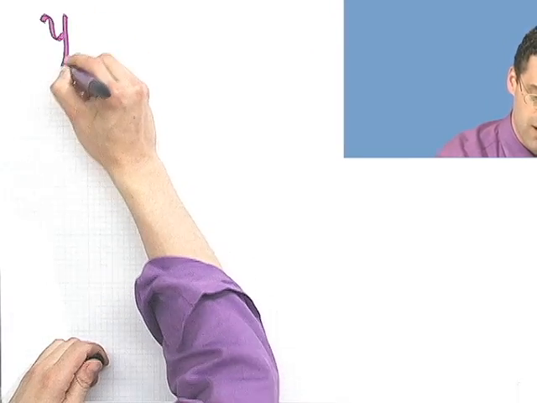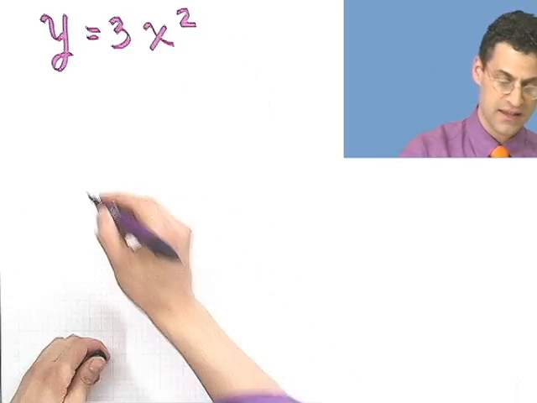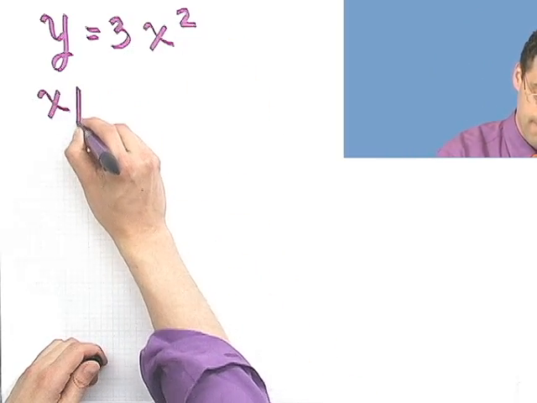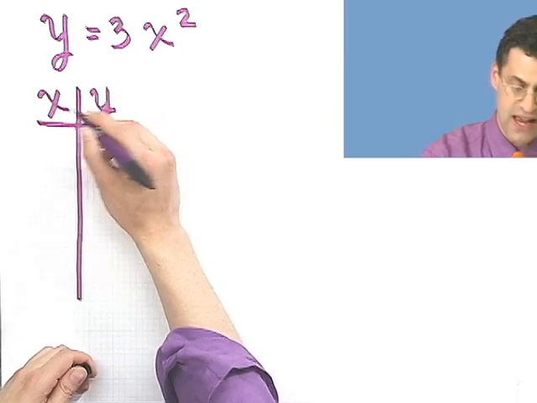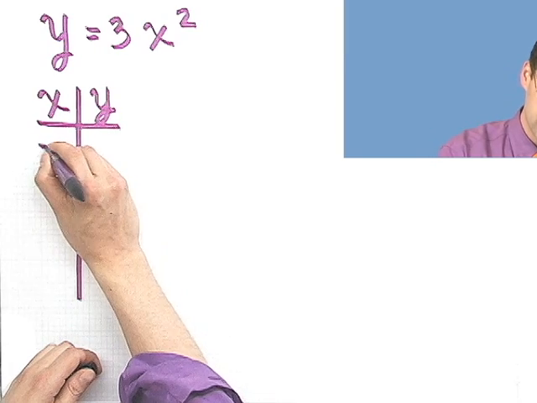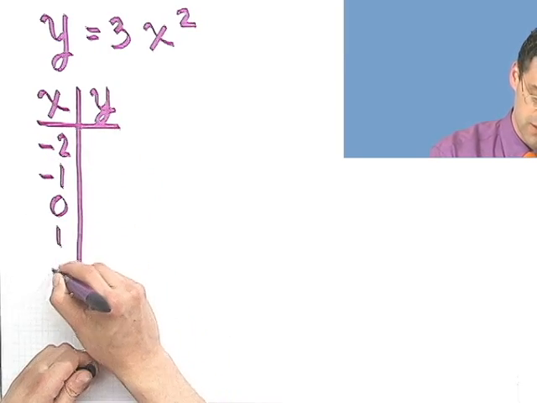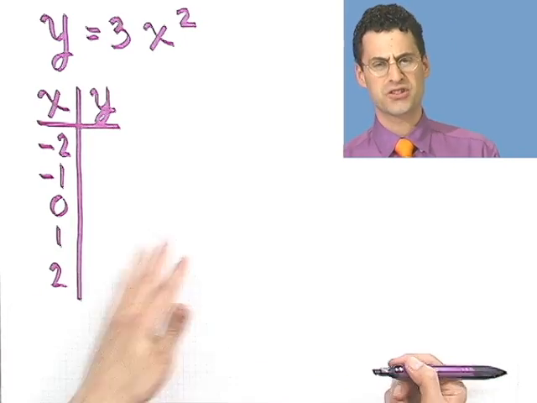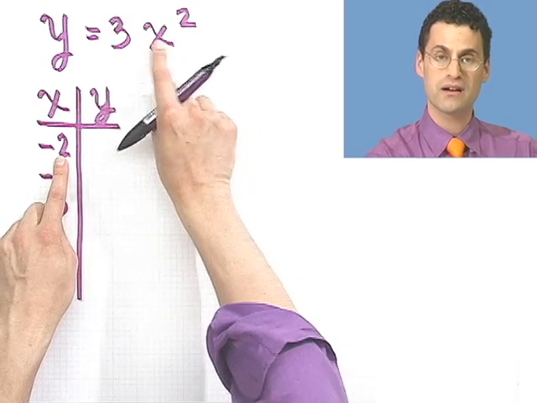Okay. The next one I want to take a look at is the following. How about y equals 3x squared? And again, I'll make a table just to see what these values look like. As I change x, what happens to y? So I'll pick, let's say, minus 2, minus 1, 0, 1, and 2. You can pick other points too. I'm just picking these to illustrate what's going on. So for each of these x values, I have to square it and multiply it by 3.